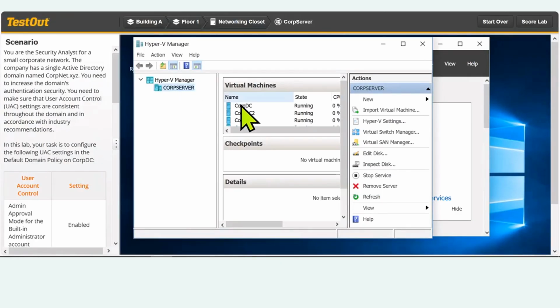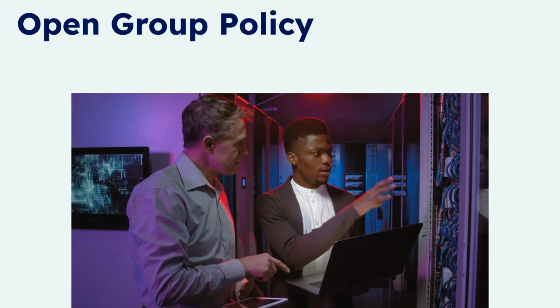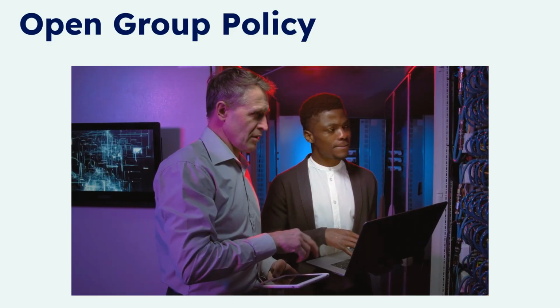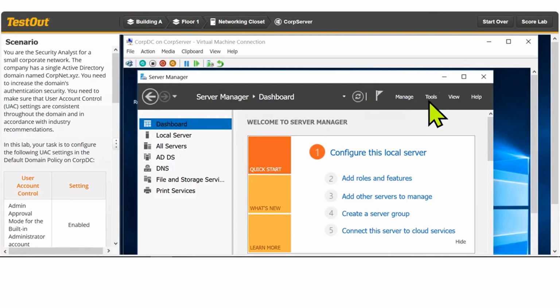Step 1. Open Group Policy Management on CorpDC. From Hyper-V Manager, select Corp Server, then double-click CorpDC. In Server Manager, go to Tools and select Group Policy Management.